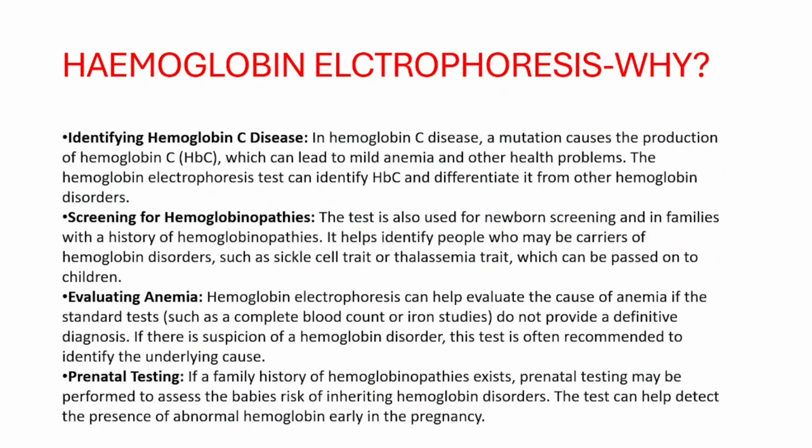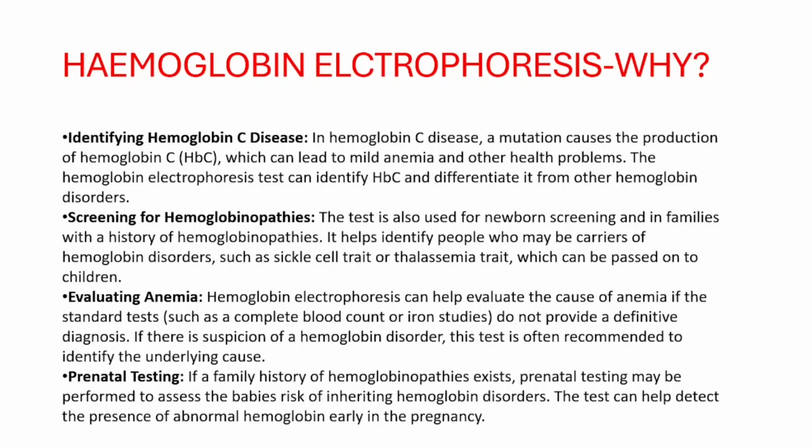Why are we doing hemoglobin electrophoresis? Any idea? We did a CBC, we got the report, the Hb and RBC indices are very low, and we identified this as anemia. So why are we going for Hb electrophoresis? Yes, there are some reasons. For identifying hemoglobin C disease. In hemoglobin C disease, a mutation causes the production of hemoglobin C. It leads to mild anemia and other health problems.